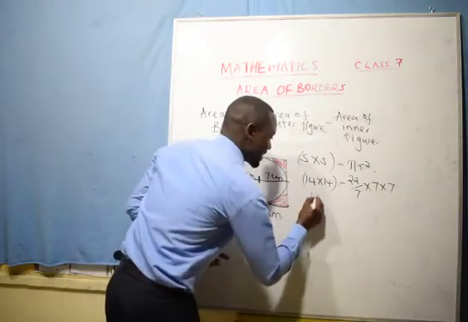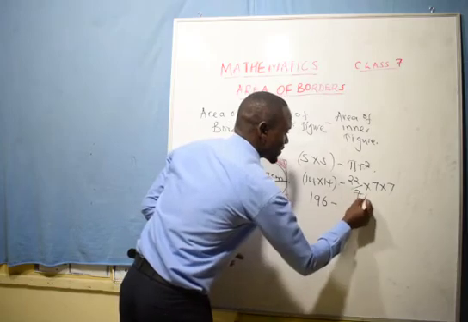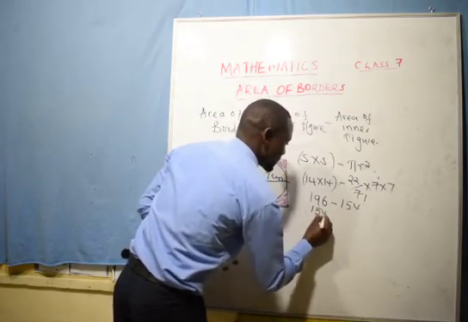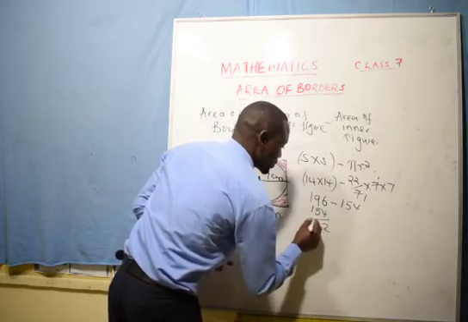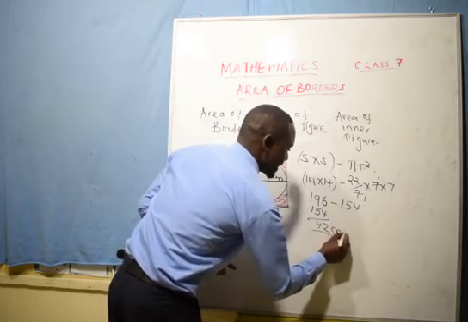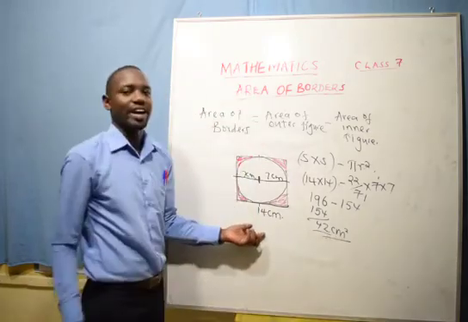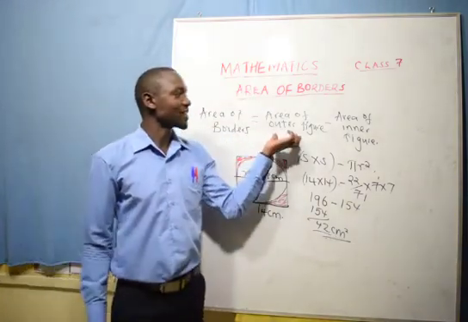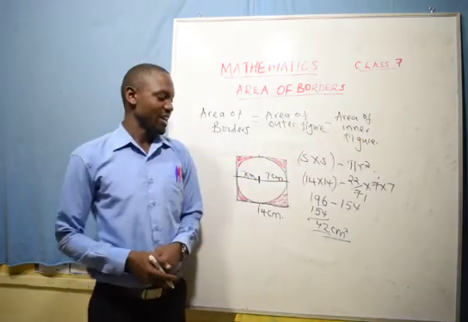So this is 196 minus, 7 ones are 7, 1 times 22 is 22, that is 154. Subtract 154 from 196, that is 2, this is 4. So the shaded area is 42 centimeters squared. That is how we get the area of borders. Just get the area of the outer figure minus the area of the inner figure.